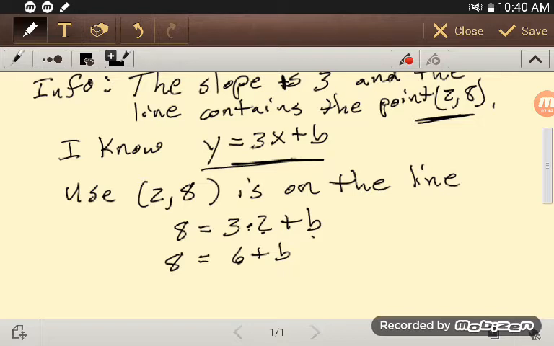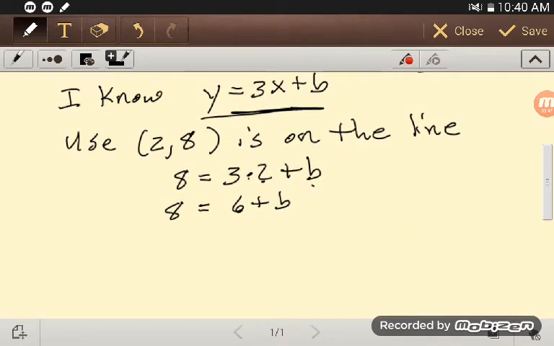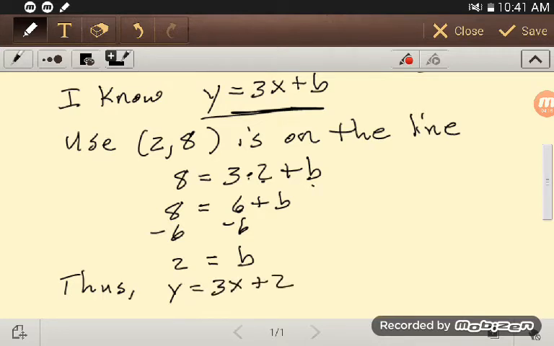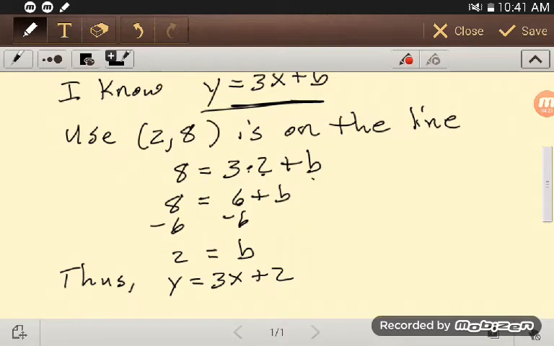Now I do a little algebra, and this is where the algebraic language is just so nice, is that I can do this idea of subtracting 6 from both sides, and when I do that I get an equivalent equation, equivalent in the sense that the answer is the same answer as far as what I don't know yet, this b, and so I get that b equals 2. Okay, and thus y equals 3x plus 2. Okay, so if I'm given a point and a slope, I can do it that way.